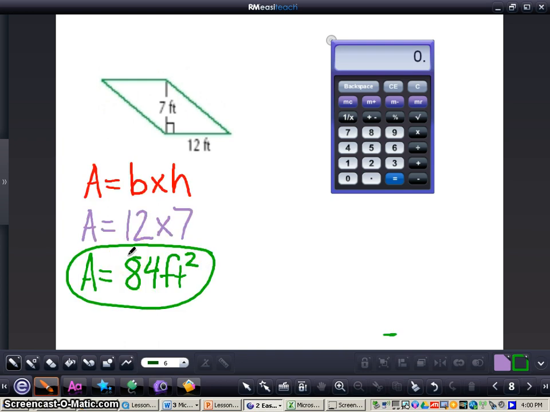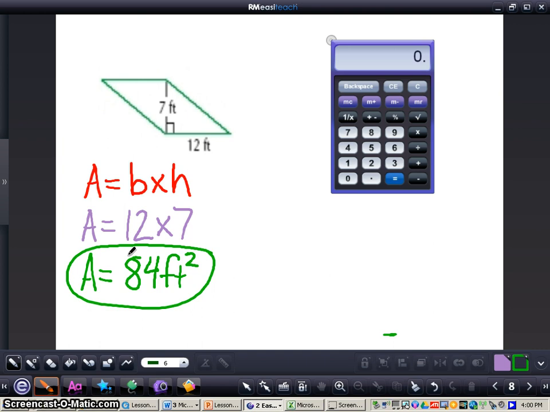Now here's the answer to this problem. We have the parallelogram that has a base and a height of 7 feet and 12 feet. And we multiply 12 times 7, that gives us 84 feet squared, and that is how you find the area of a parallelogram.